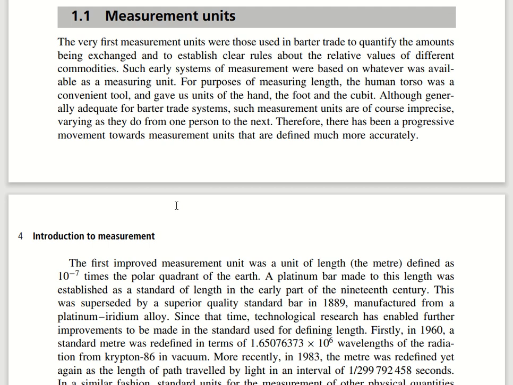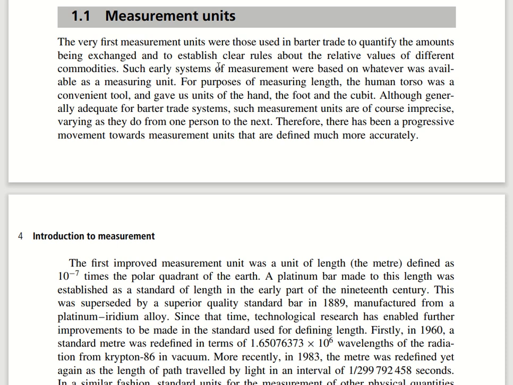How? Let's see here. So the very first measurement units were those used in barter trade to quantify the amounts being exchanged and to establish clear rules about the relative values of different commodities. Without units, I think the trade wouldn't be very fair, because it would be an estimation, right? It would not be a completely fair trade, because it would be an estimation, and estimations are never fair, right? They are estimates.